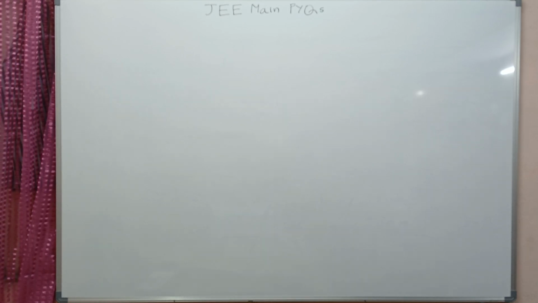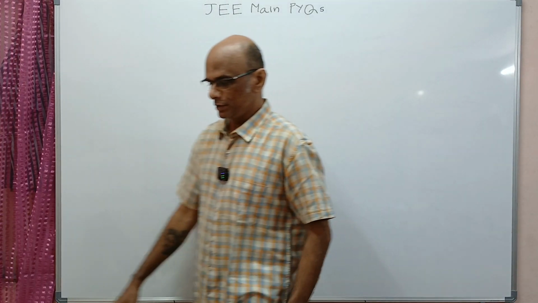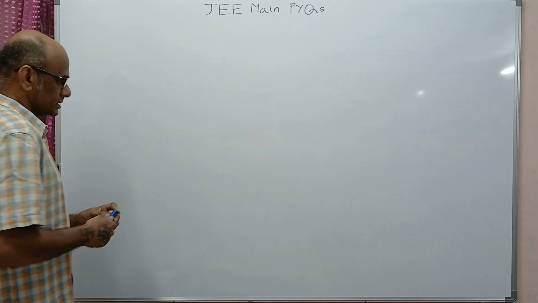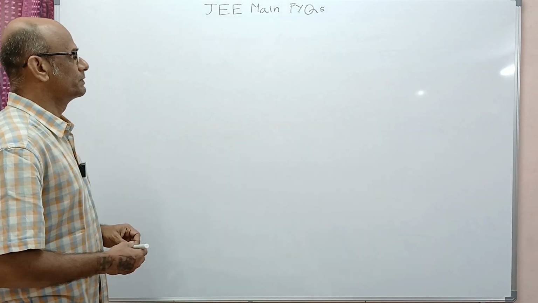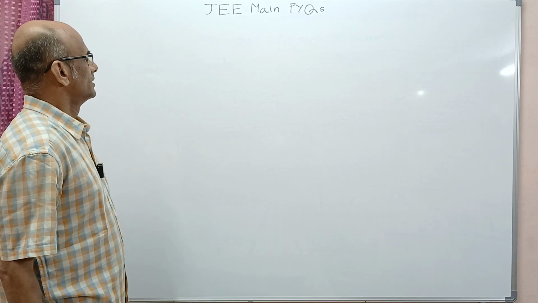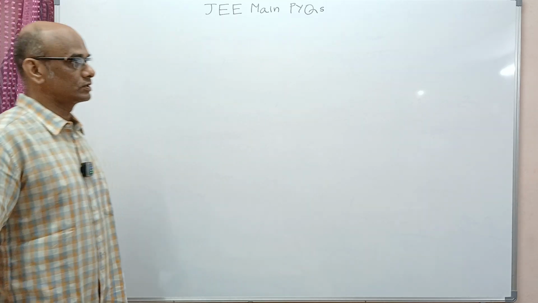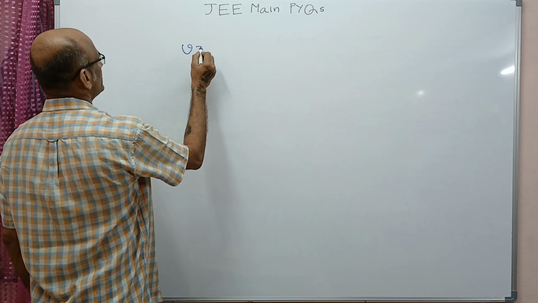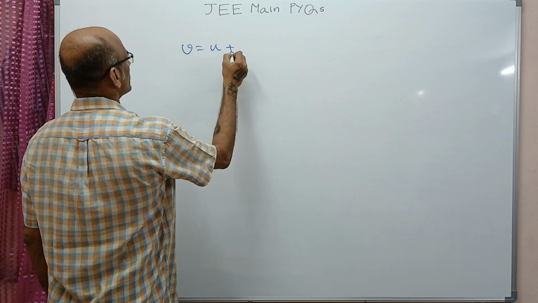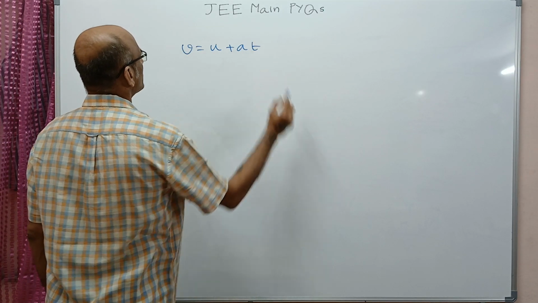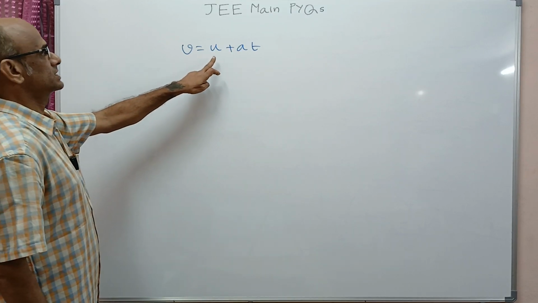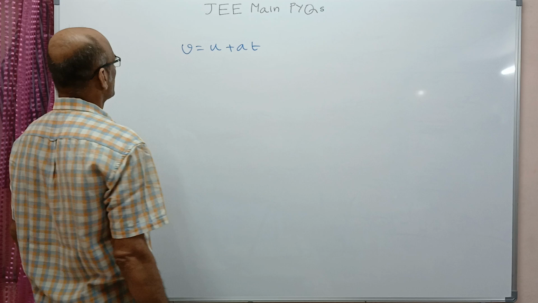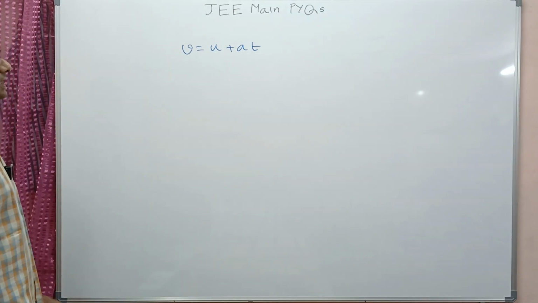In this video, I will discuss some JEE Main PYQs from the topic straight line motion. These questions are based on the equations of motion for 1D, where acceleration is uniform and constant. So the first equation of motion is V equal to U plus AT. U is the initial velocity, velocity at time t equal to 0. A is the acceleration, t is the independent variable, and V is the velocity at any time.